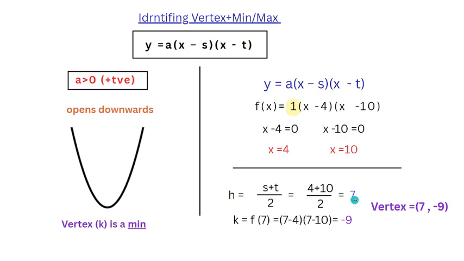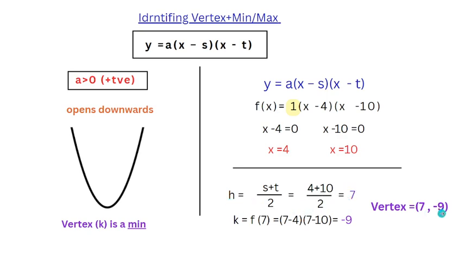What is 7? 7 is the h. It is the x coordinate of the vertex. How did we get h? When we find the solutions, we add them together and divide by 2. We get a number, and this number is h.